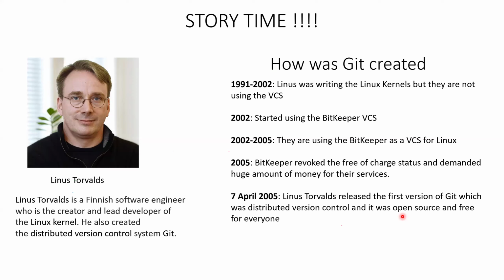So in the year 2005, Linux was migrated from BitKeeper to Git, and that's how we got a very great tool called Git. So you can see how the necessity of a certain thing leads us to the great innovation that we got from Linus Torvalds. So this is the story about Git, how Git was created.